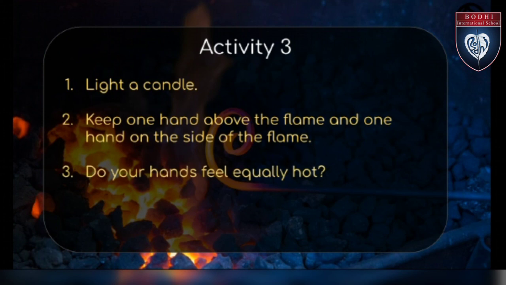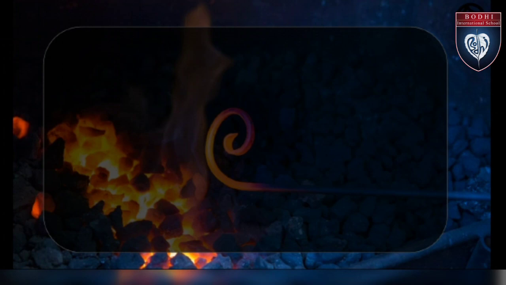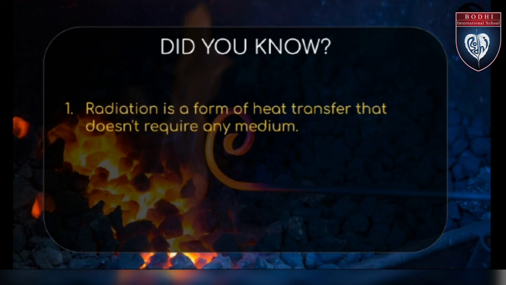Activity 3. Light a candle. Keep one hand above the flame and the other hand on the side of the flame. Do your hands feel equally hot? If not, which hand feels hotter and why?